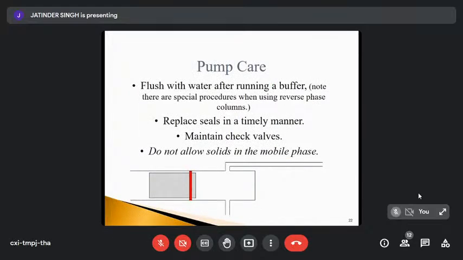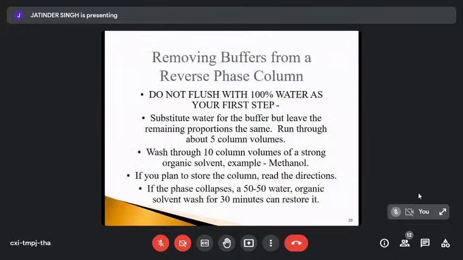Now, how can we maintain the pump? In HPLC, there is a pump, and it is very important to take care of it. For maintaining the pump, we must wash the pump with a buffer. There are seals in the pump, and those should be replaced at regular intervals of time. And we should not allow any solids in the mobile phase.